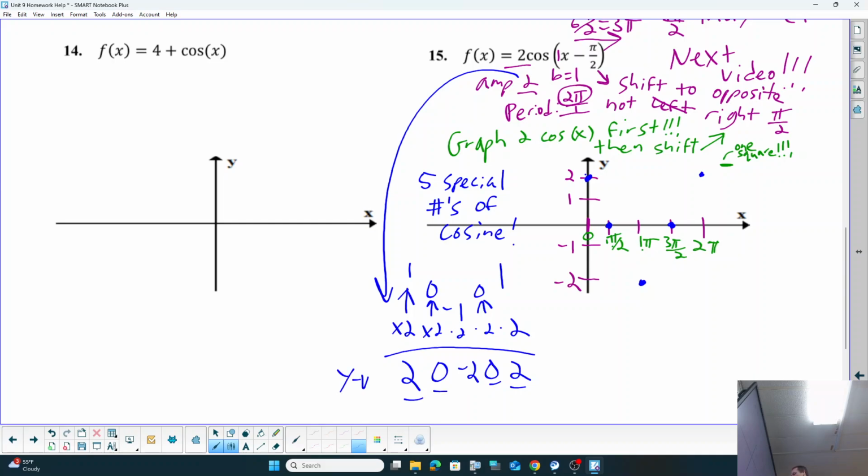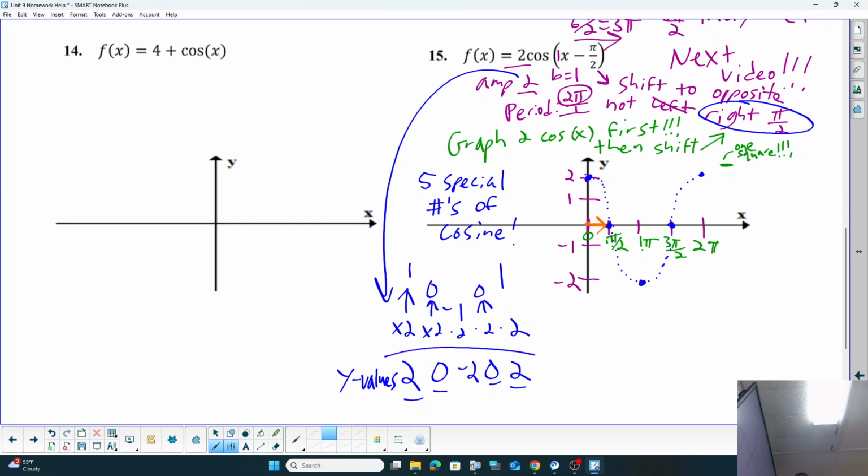These are the y values. Why am I doing dots, Mr. Newbold? Why are you doing dots? Because we need to now shift it right pi over 2 radians. And that distance that we're shifting it is right here, okay? We're shifting it that much.